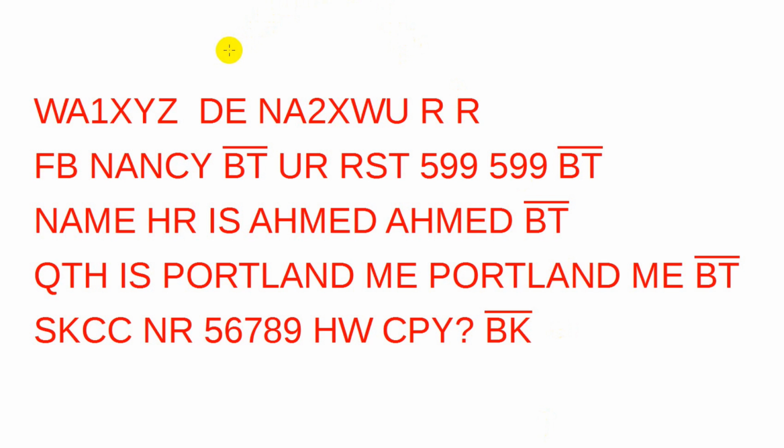Ahmed replies by first sending her call sign, then his. The R in this case is a prosign, meaning Nancy's signal has been copied completely. If Ahmed had not copied Nancy's signal completely, he would not send R, but would ask for a repeat. In this case, he got everything. It's common to send R more than once, though you don't have to.